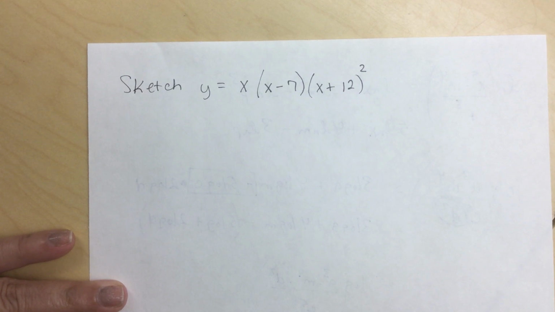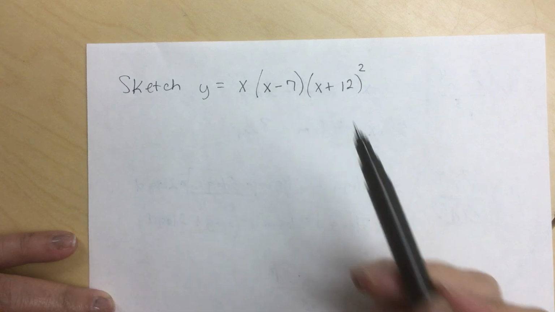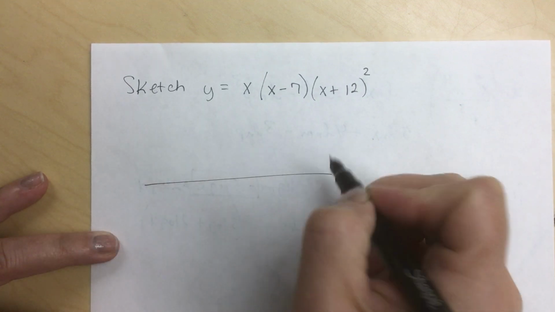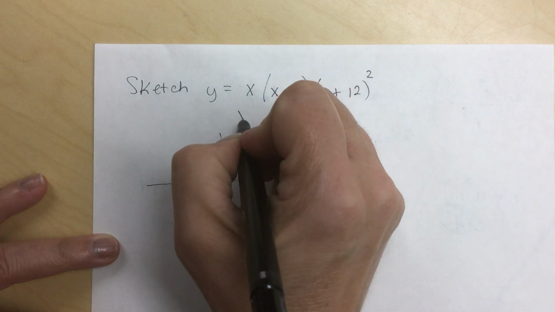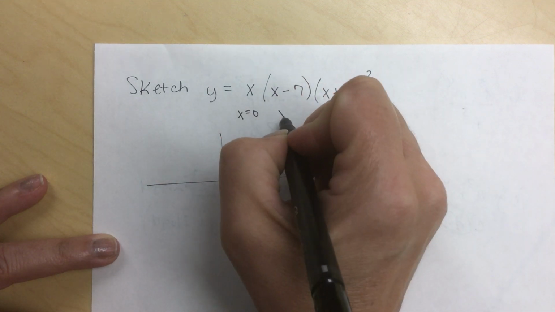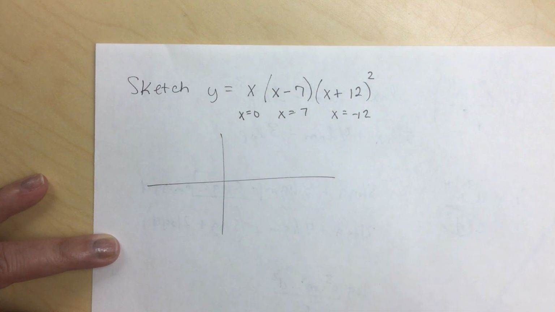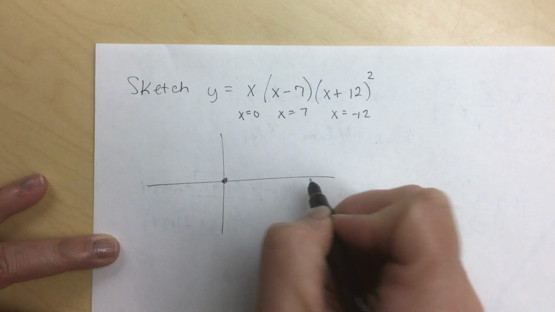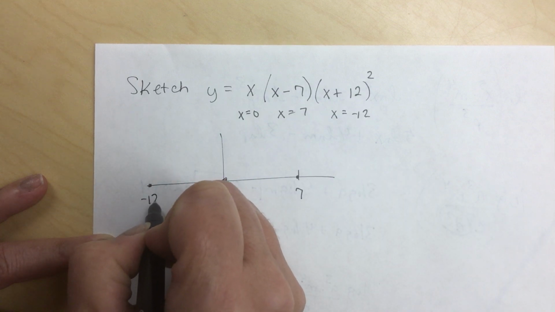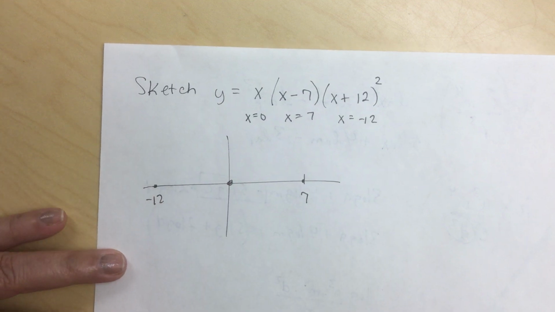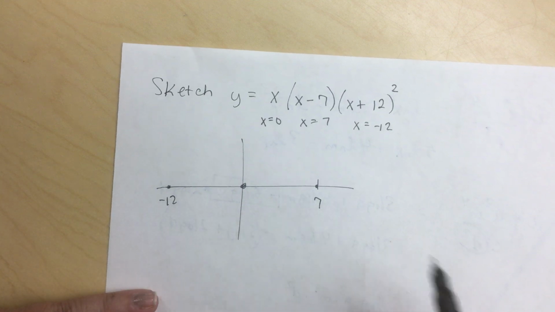In this video, I'm going to show you how to sketch the general shape of a graph when it's in factored form like this. When it's factored like this, you can tell what its roots are. This gives you a root at 0, this gives you one at 7, and this gives you one at negative 12. So I'm going to put a dot at 0, a dot at 7, and one at negative 12. You don't have to worry about this being completely to scale, just label the points.